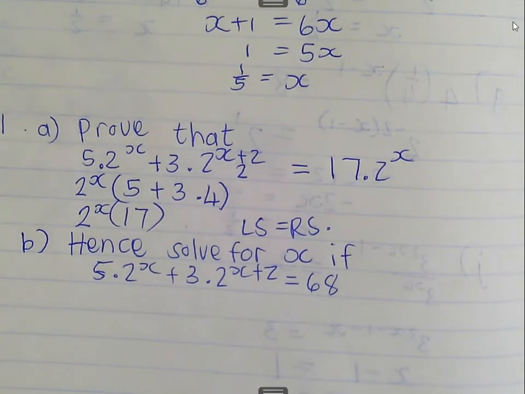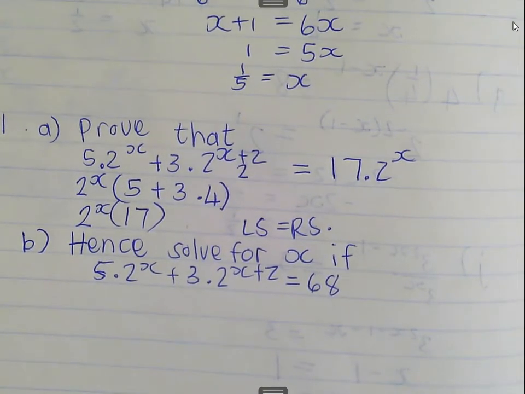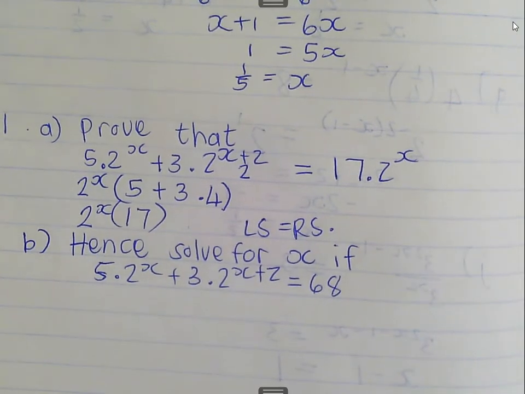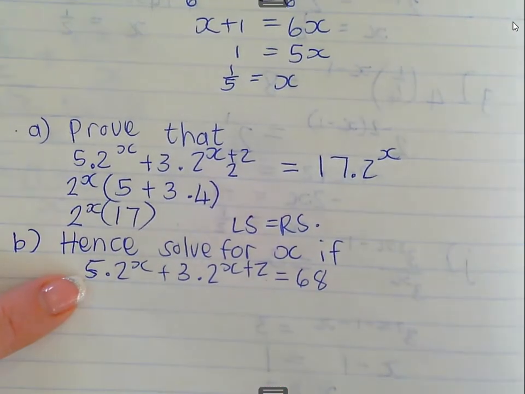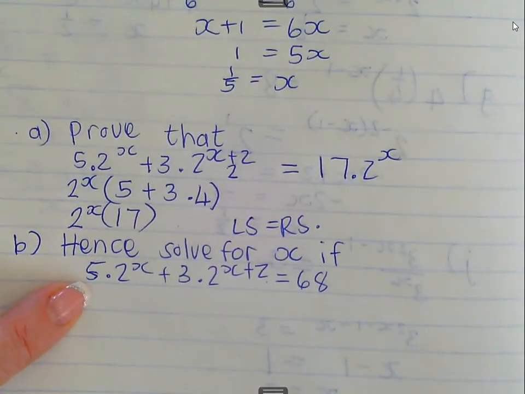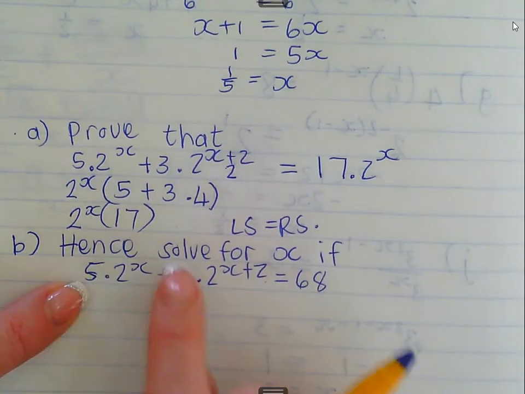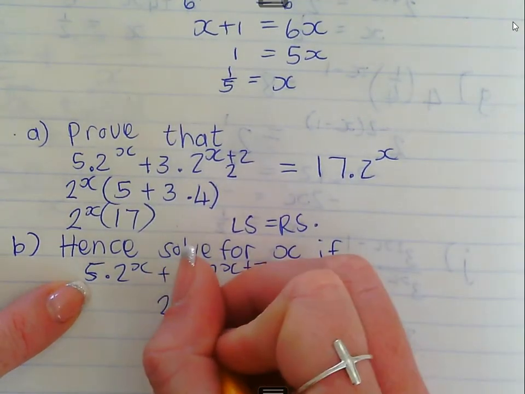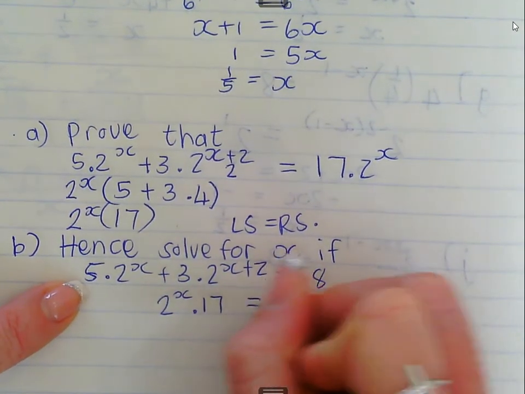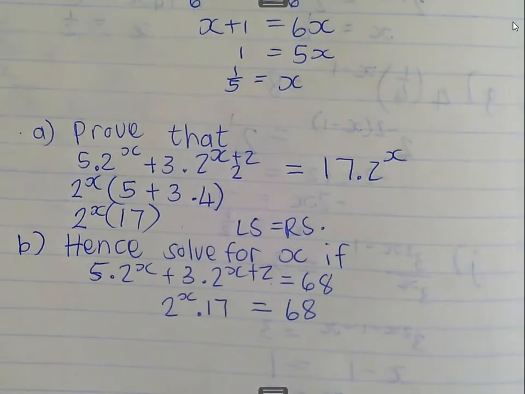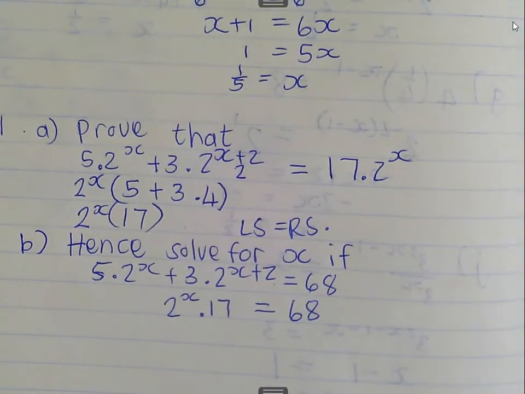Do you know how to use the hence in mathematics? Because when I see your papers, you don't know how to use the hence. Okay. So hence means you've done the job at number 1 or at A. Use your answer in number A to solve this sum. So instead of taking this whole thing again and going to simplify it again, you've already done the simplification. This thing is 2 to the power of x times 17. And then you let that be equal to 68. Do you understand how hence works? So you don't go and do the job over again.